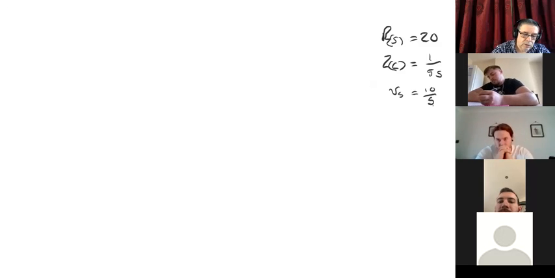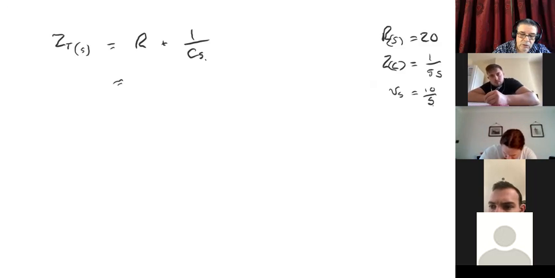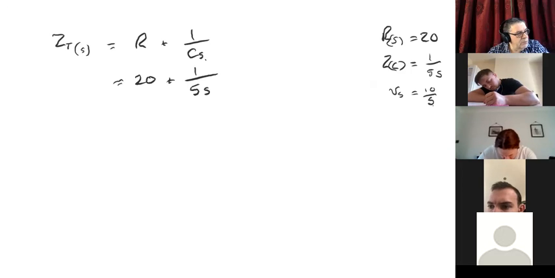So we can say the total impedance of this circuit in S, ZT(S), is equal to R plus 1 over CS. That is 20 plus 1 over 5S. So that's an expression for the total impedance of that circuit in S space. You all follow that?